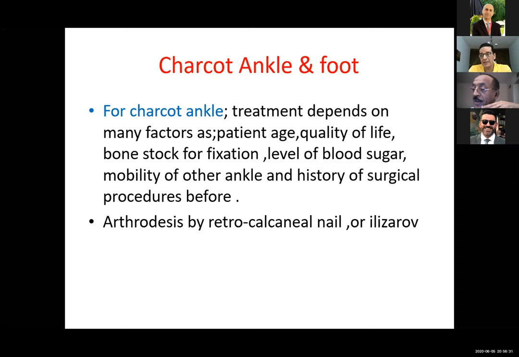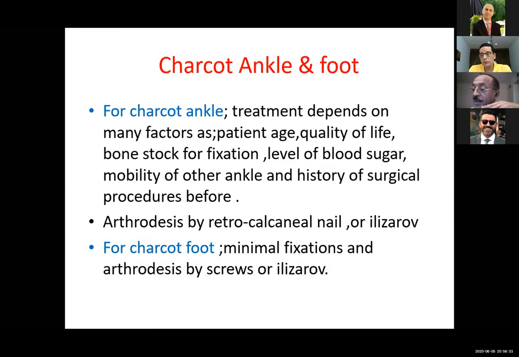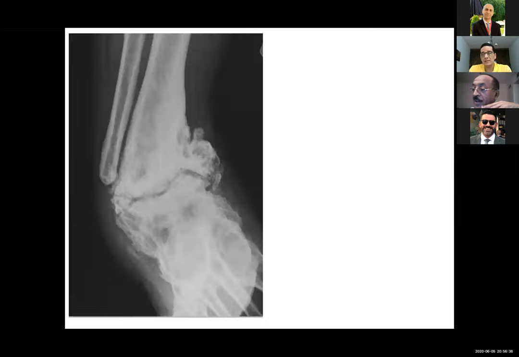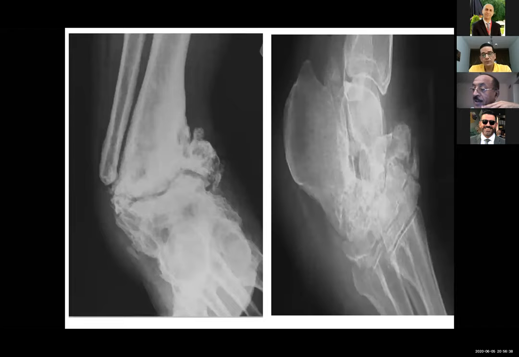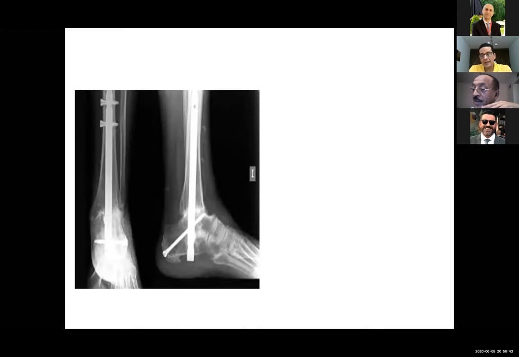Arthrodesis by retrocalcaneal nail or Elizarov. For Charcot foot, minimal fixation and arthrodesis by screw and Elizarov. Like that, this is the Charcot ankle and foot. So we will do a retrocalcaneal nail from here to here and curettage of this area, and maybe bone graft if there is no osteomyelitis. We fix the ankle so it is a fixed, painless ankle, and the patient can move well on this ankle after arthrodesis.